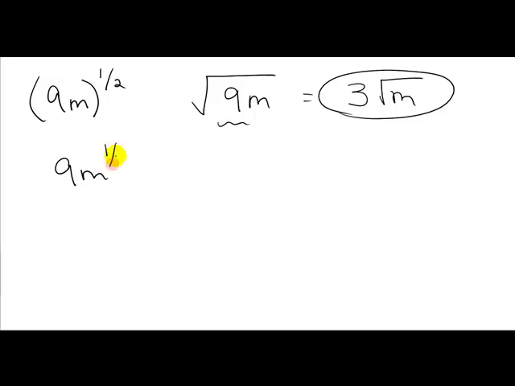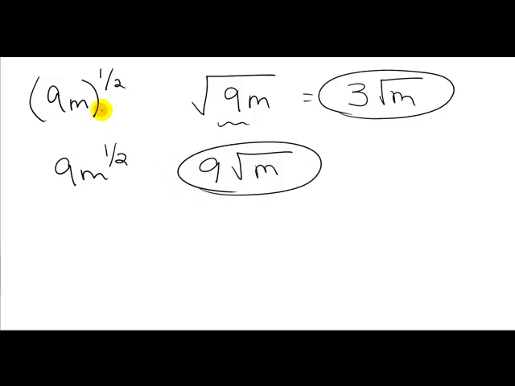This looks very similar, but remember, the half is only touching the m. So the 9 stays outside and the m goes under the radical. So you've got to be careful with these exponents when you have more than one number or letter in this term. You've got to keep in mind it affects what it touches.